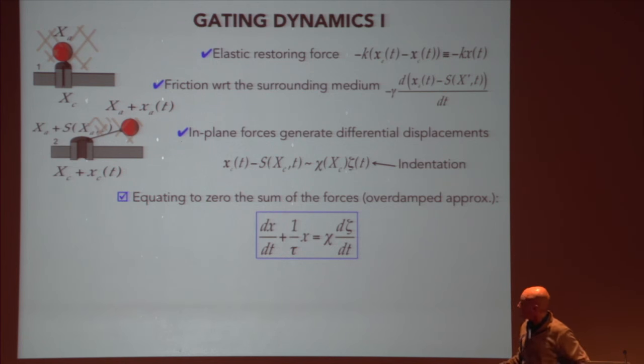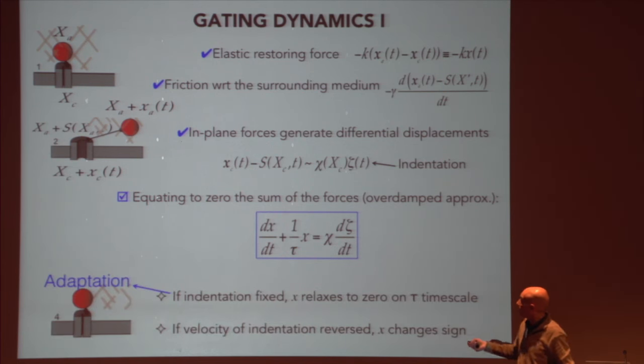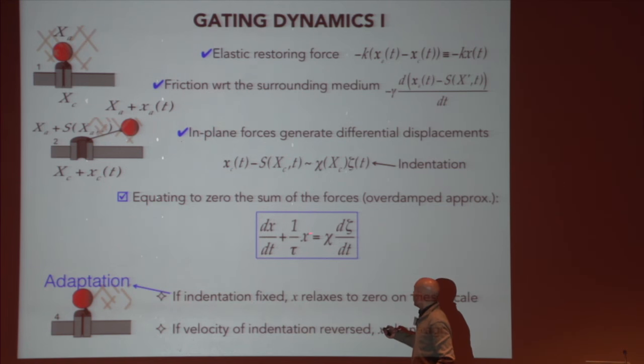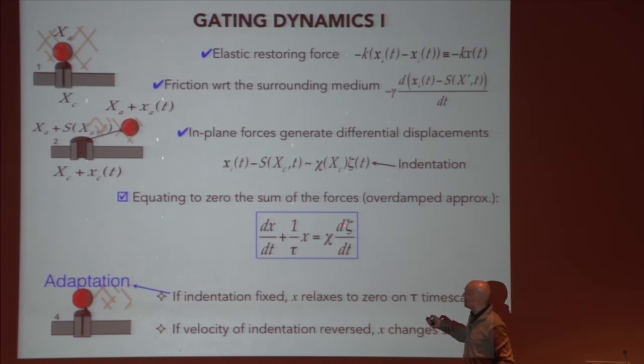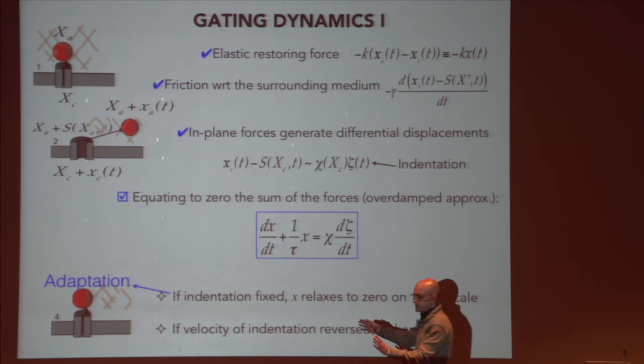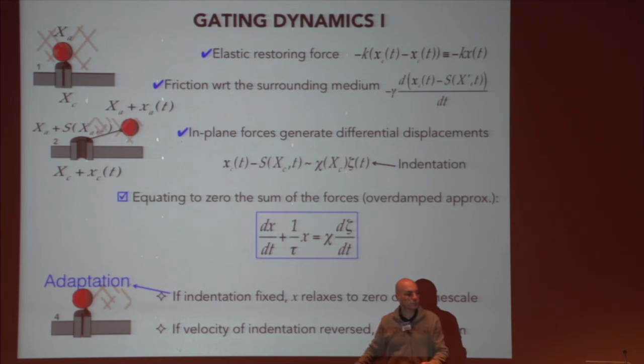So this equation is very simple, but it already contains the two elements that we want, at least one element. If d zeta/dt, zeta is kept constant, this term will disappear, therefore x will relax to 0, and you get adaptation. So the anchor is going to get back to the position of the channel, which is adaptation that we were looking for. Then, if we take d zeta/dt, we go up and down. D zeta/dt is getting reversed. So x has the same dynamics, just with a change of sign. But as I said, it doesn't really matter. It just means that the anchor is swinging in the two opposite directions.